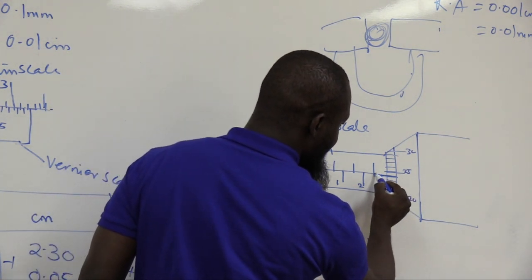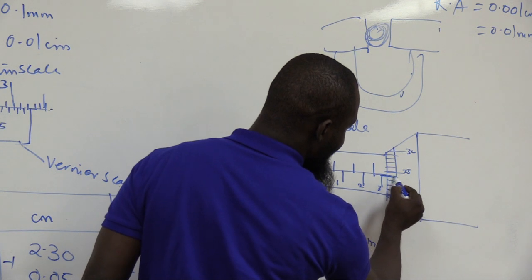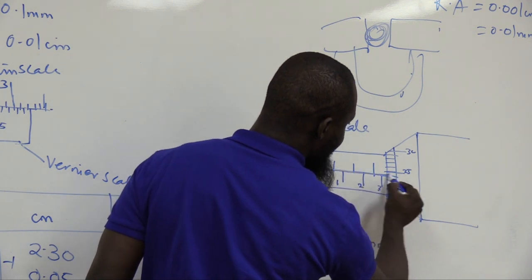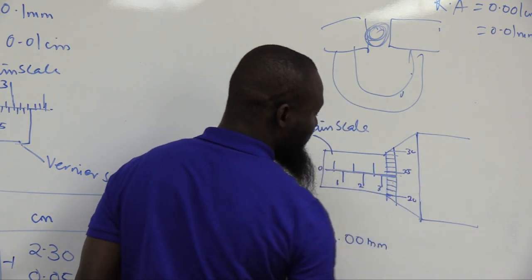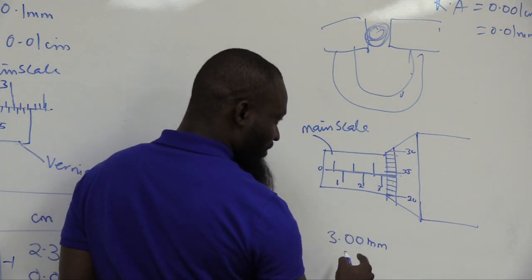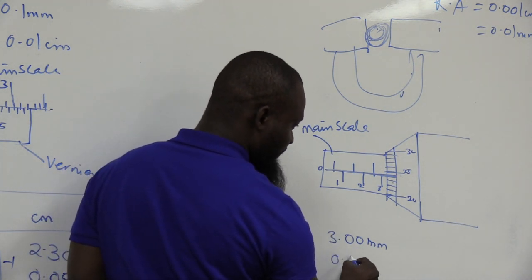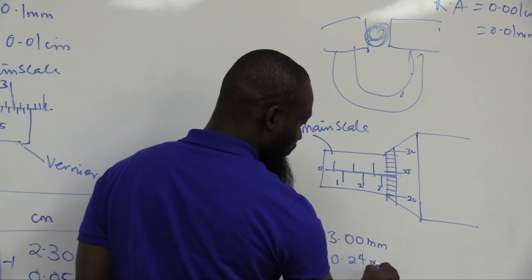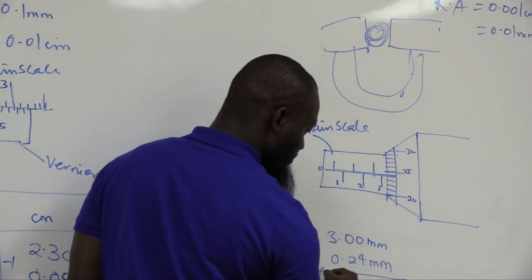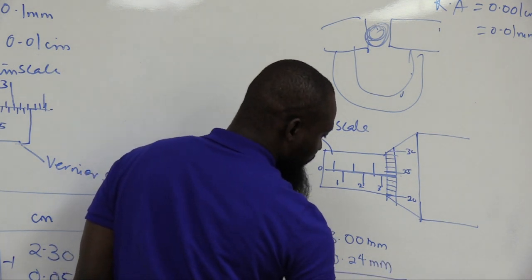And what is the Vernier scale reading? Where it meets this line. 20, 21, 22, 23, 24 is where this line from the main scale intersects with the Vernier scale on the thimble reading line. So that will give me 24. That's 0.24 millimeters. So I add them together, it gives me 3.24 millimeters.